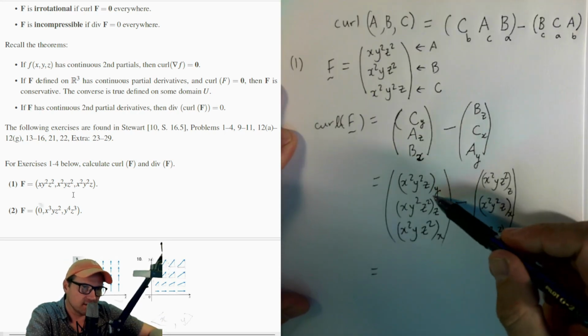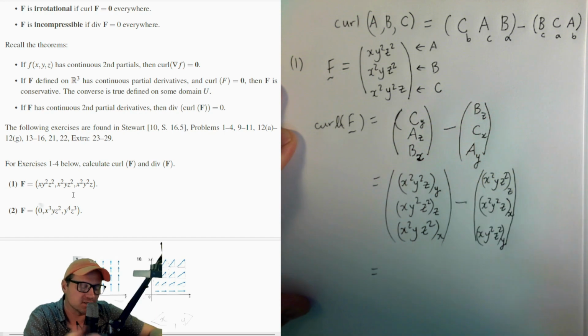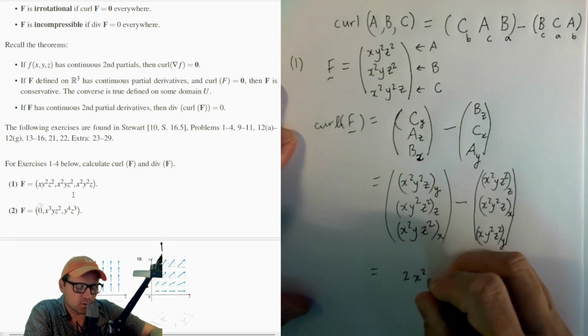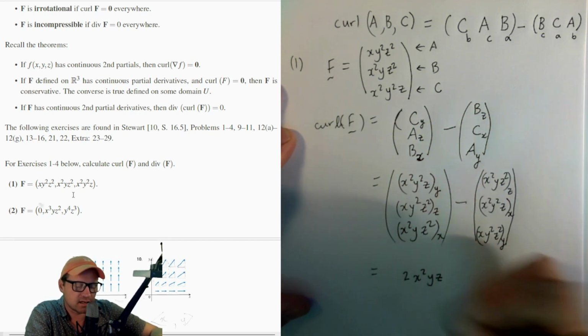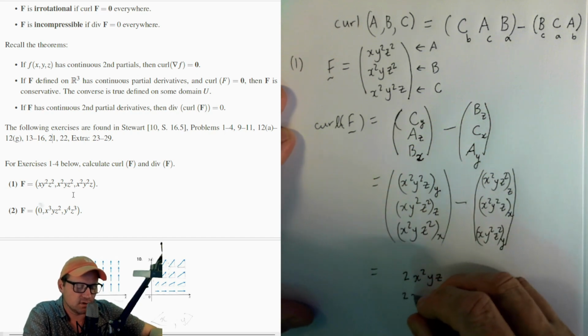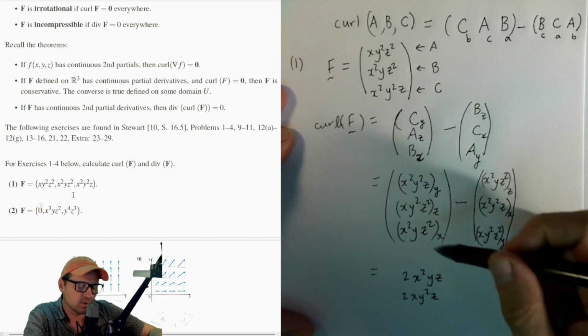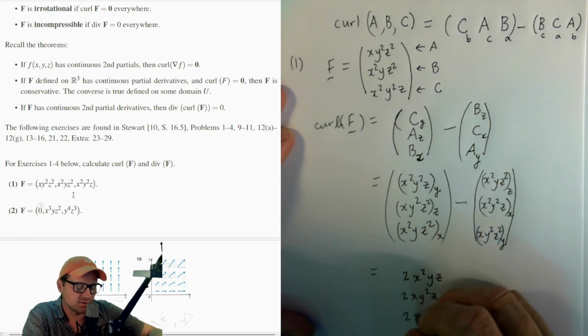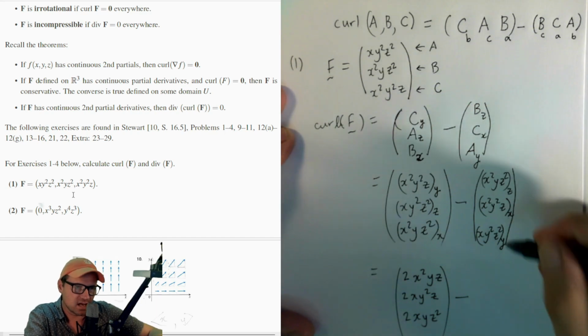So differentiating this function with respect to y partially, we have 2x²yz. Differentiating this with respect to z partially gives 2xy²z. Differentiating this partially with respect to x gives 2xyz². Okay, doing the same over here.